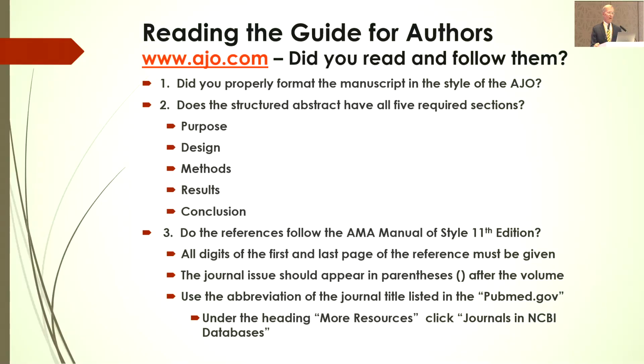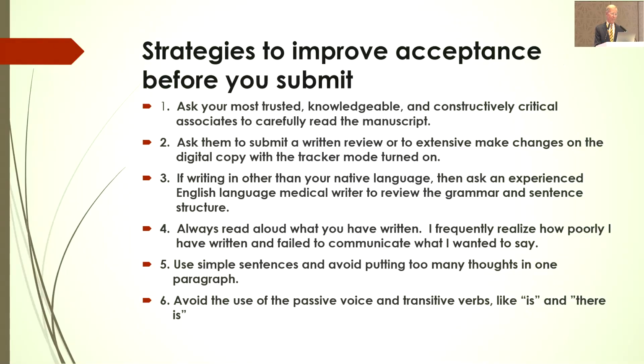When you read the guide for authors at AJO, it's very clear how it should be presented. And at times I wonder if the authors actually read them. There is a prescribed format for all of the major journals, and they're all a bit different. Most of them have a structured abstract with a purpose, design, methods, results, and conclusions. And at least for the American Journal, we follow the American Medical Association Manual of Style 11th edition for what constitutes how to list the references. It's a small point, but for uniformity, they should be followed.